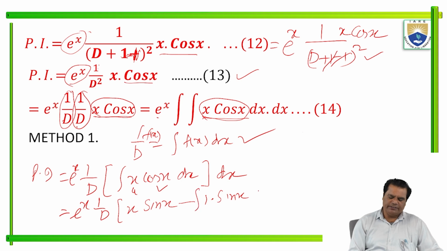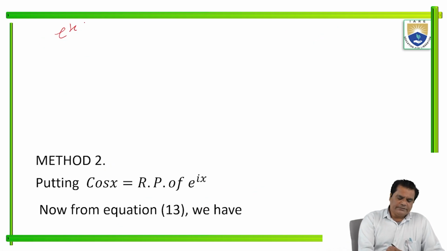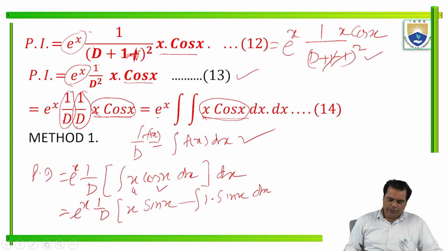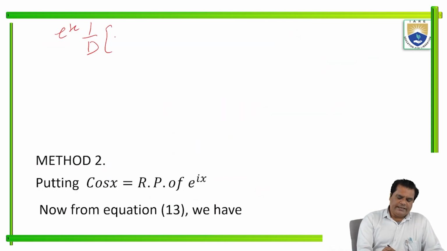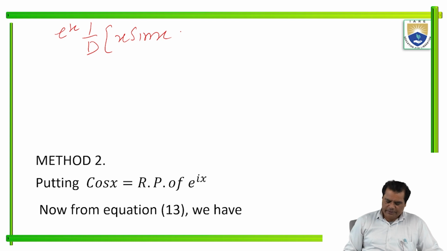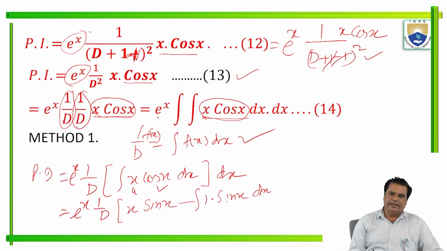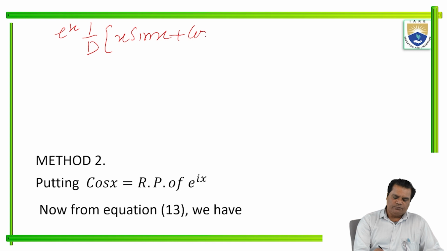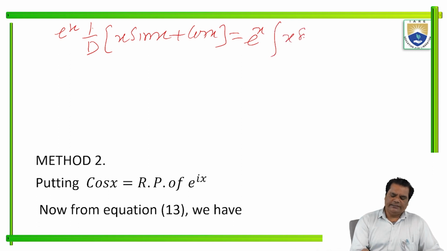So again integrating this dx. Now here e to the power x, 1 upon D, x sin x in bracket, and integrating sin x again. Integration of sin x is minus cos x, so here we get plus cos x. And again integrating it dx. 1 upon D means again integrating this function. So we write here e to the power x, again integrating this x sin x plus cos x dx.